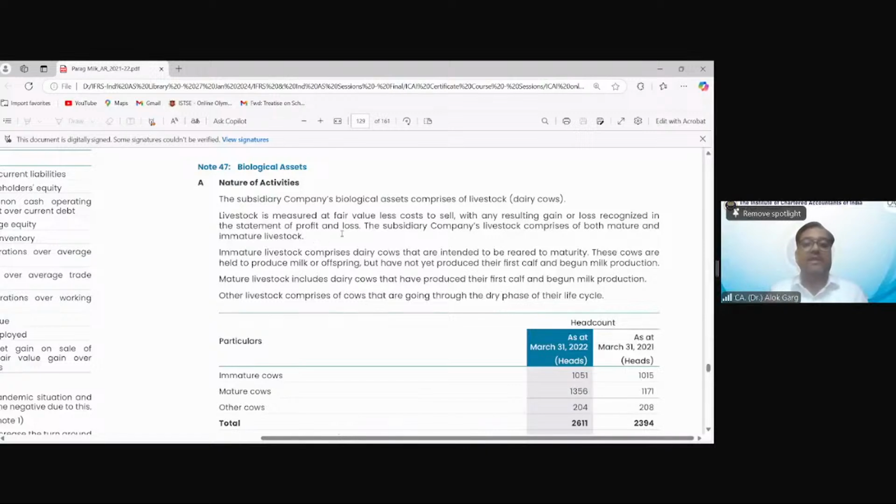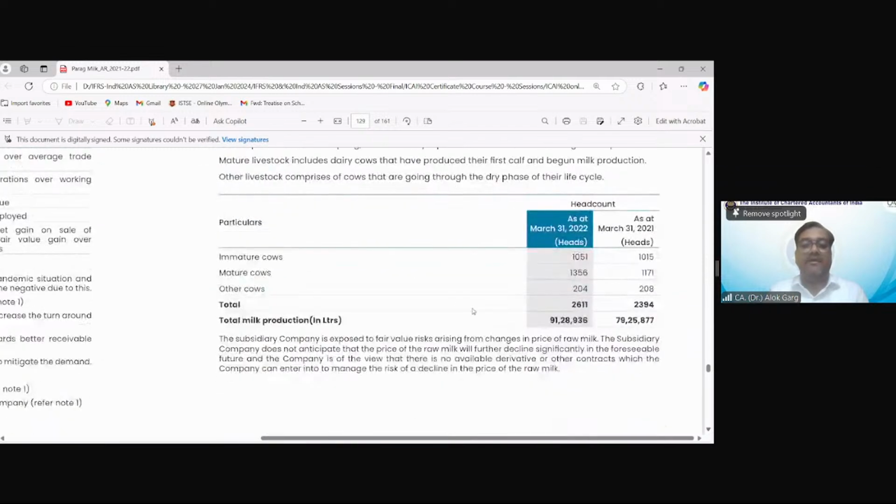the statement of P&L. The subsidiary company's livestock comprises both mature and immature livestock. Then they have defined what is immature livestock and what is mature livestock. Then they have bifurcated this biological asset into 3 parts: immature cow, mature cow, other cows. Then they have given the head count. You can see the head count has increased to 2611 from 2394.